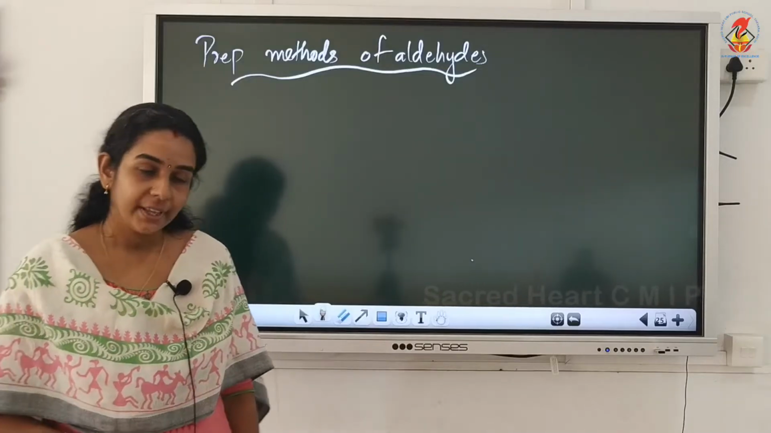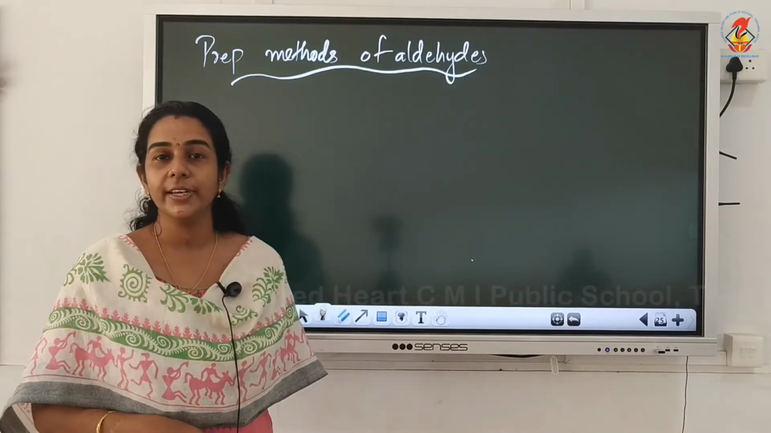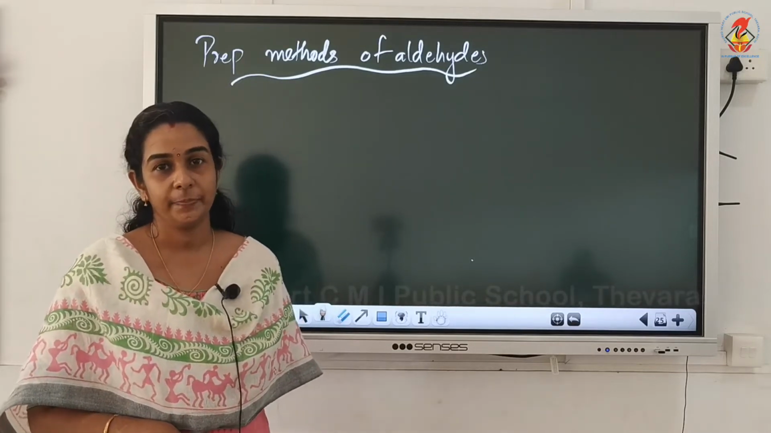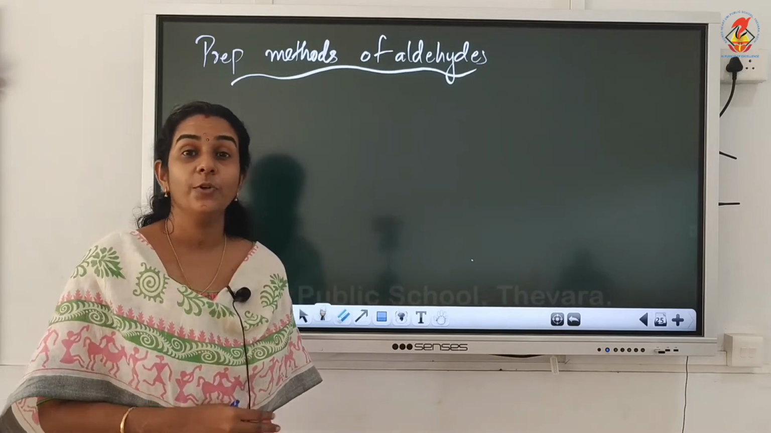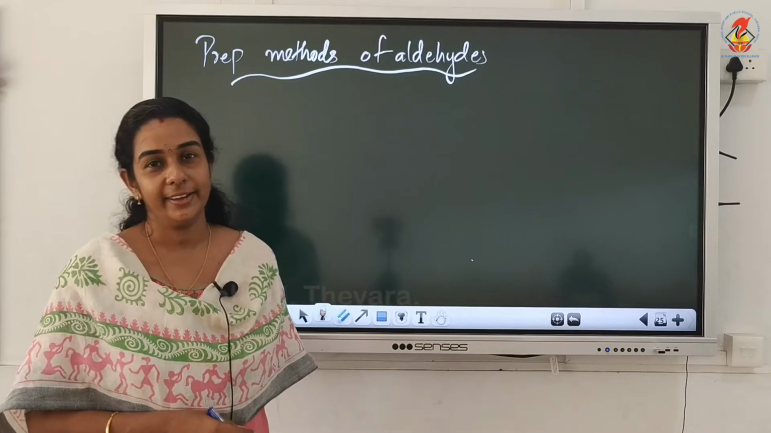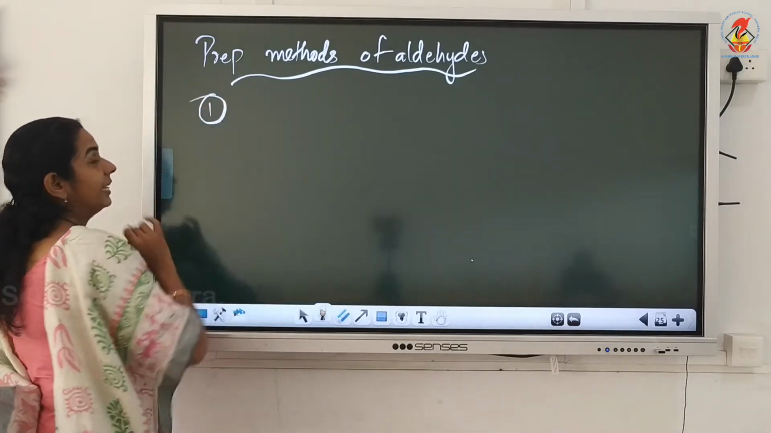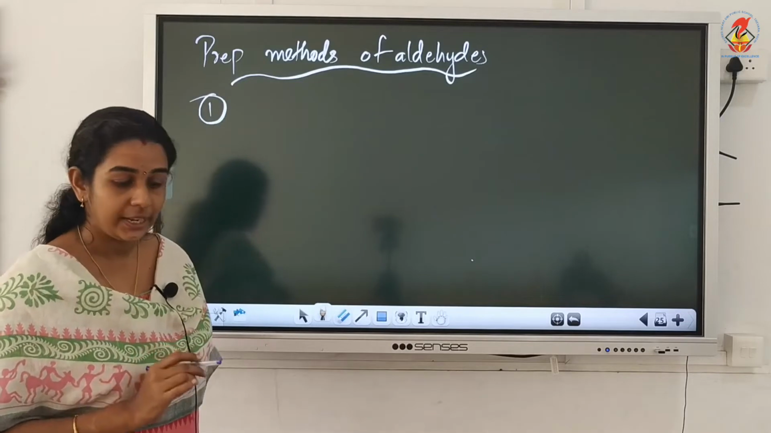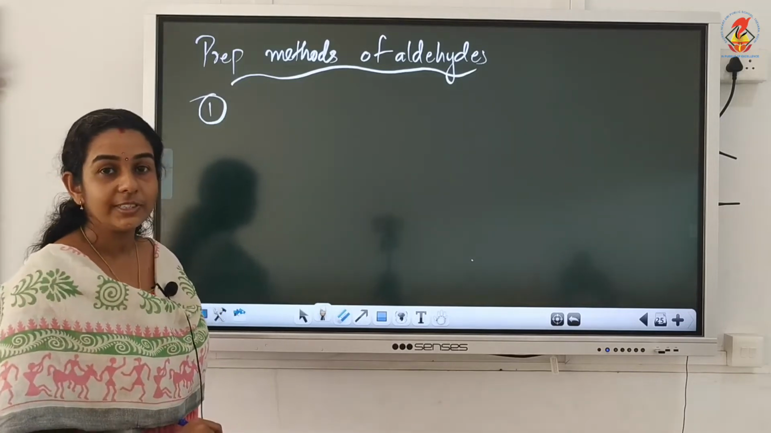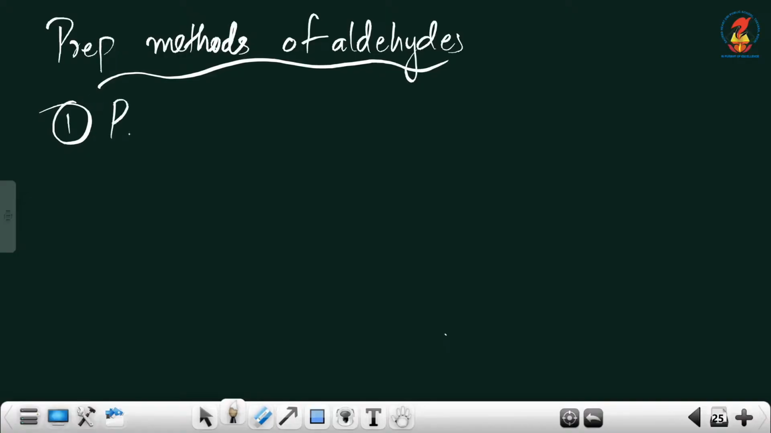In order to prepare aldehydes, we have both oxidation as well as reduction methods. So, first we will see what are the reduction methods for the preparation of aldehydes. First one is a named reaction, so please note: the first reduction method for the preparation of an aldehyde is Rosenmund reduction.